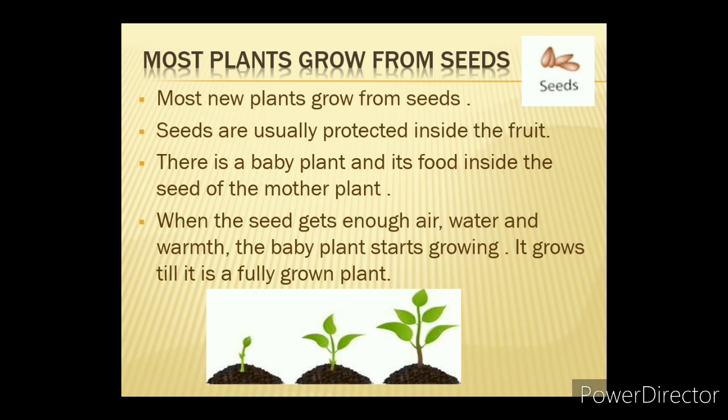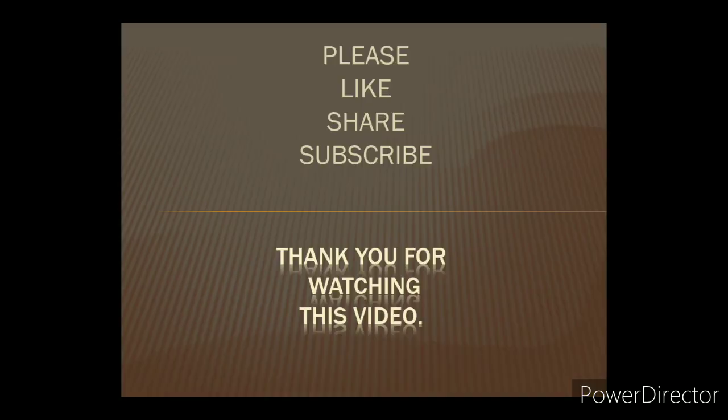Now let us discuss how most plants grow from seeds. Most new plants grow from seeds. Seeds are usually protected inside the fruit. There is a baby plant and its food inside the seed of the mother plant. When the seed gets enough air, water and warmth, the baby plant starts growing. It grows till it is a fully grown plant.